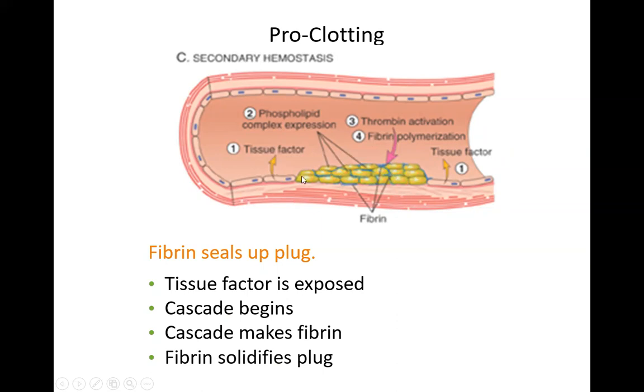Some other important points here: you can see that the platelets underwent a shape change. So on this surface, they are also providing a phospholipid surface which is actually required for the clotting cascade to act. So this is one function of the platelets, and that's why primary hemostasis happens first.